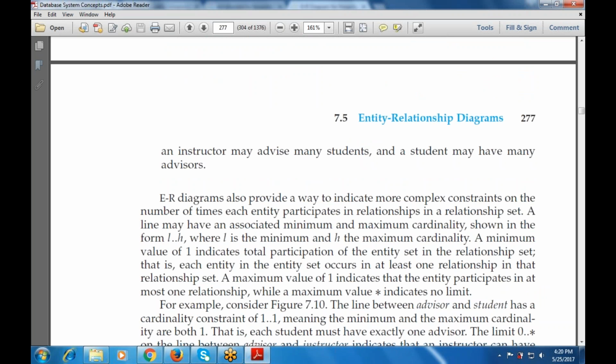So, the ER diagram also provides a way to indicate more complex constraints. This is the easy constraint. Next one is the more complex constraint on the number of times each entity participates in a relationship set. A line may have an associated minimum and maximum cardinality that is shown in the form l..h, where l is the minimum and h is the maximum cardinality. A minimum value of 1 indicates total participation of the entity set in the relationship set. That is, each entity occurs in at least one relationship. A maximum value of 1 indicates that the entity participates in at most one relationship, while a maximum value of asterisk indicates no limit.